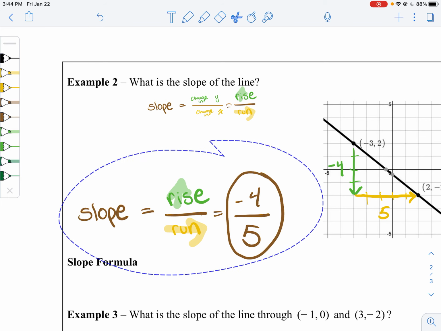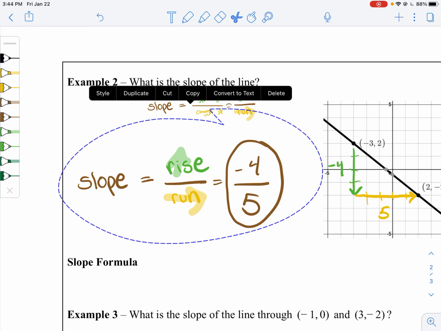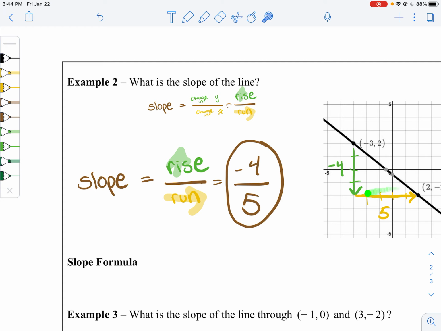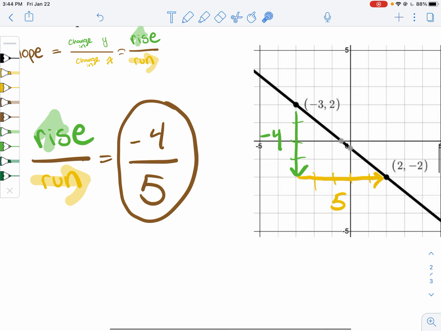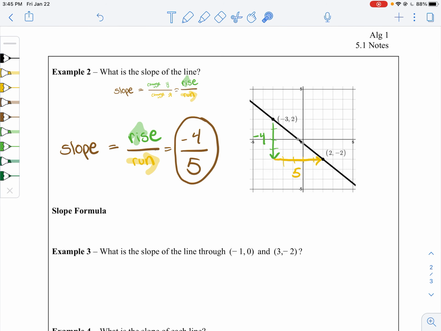Ta-da! Again, slope is how high you go and how much time it takes you to get there. So we went down 4/5. This is also really nice to remember because this number is over something. So it's down 4 over 5 because the 4 is on top of the 5. So that's a fun trick.